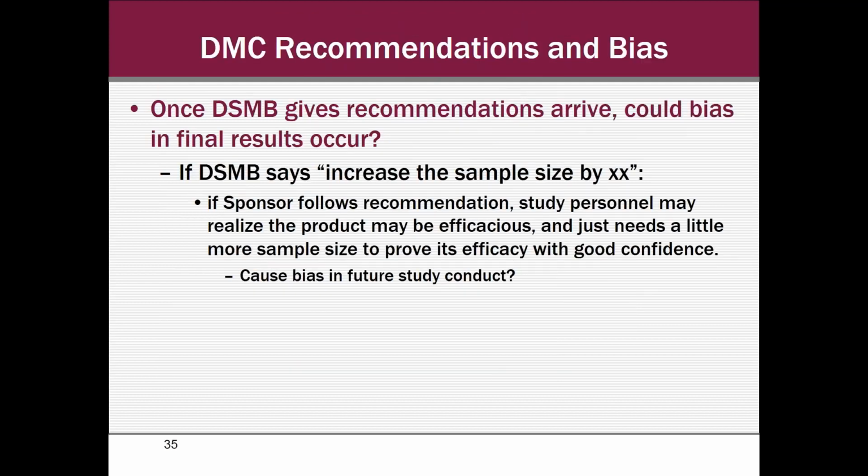Just general issues. If the DMC says increase sample size to X, and we saw one misunderstanding, what also happens is people feel, oh, we must be close. We just need to increase the sample size a little. We can do that. We must be close to significance. Well, will that not bias anything? Okay.